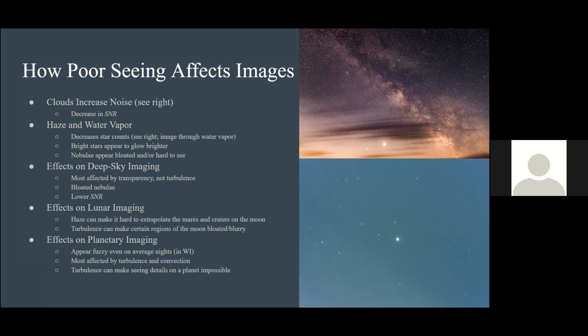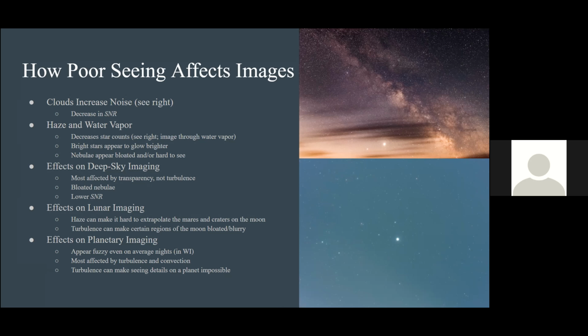Then also effects on planetary imaging, similar to lunar imaging. Obviously, turbulence affects it significantly. And Mars, for example, can appear fuzzy on even average nights, specifically in Wisconsin. An average night in Wisconsin is not a good night. But yeah, it's generally most affected by turbulence and convection, not as much transparency, but obviously transparency does have an effect on it. Planetary imaging is much harder than deep sky imaging when it comes to seeing.